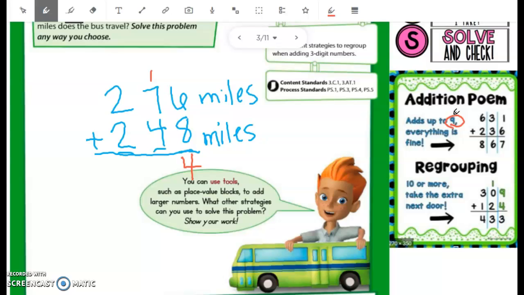14. Now when I'm adding my tens place, I'm going to add that one that I put above the 7. 1 plus 7 is 8. 8 plus 4, well, I know that 8 plus 2 is 10, and 2 more than that is 12. It's 10 or more, so I'm going to take the extra next door and drop the other on the floor. 12.